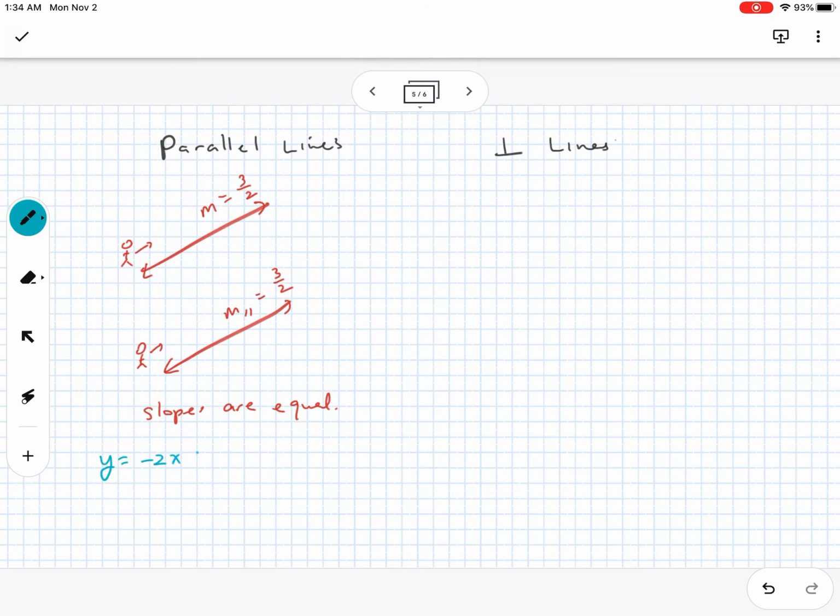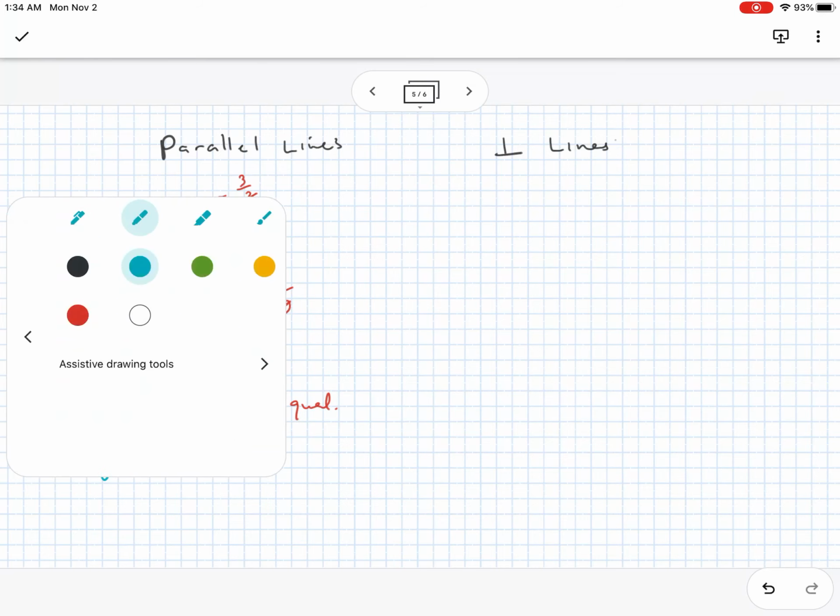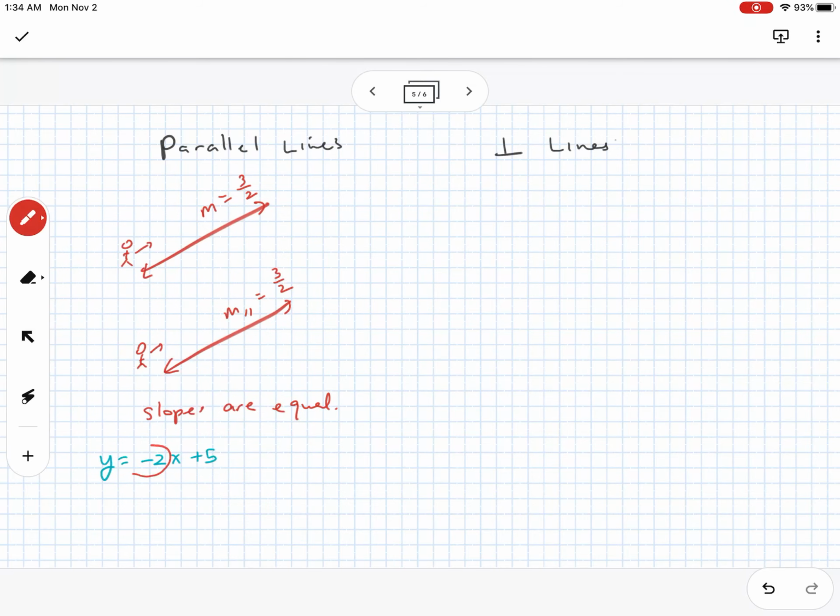This is really helpful for us when we see equations like y equals -2x plus 5, and we can recognize here that the slope is -2. So any parallel line also has a slope of -2. Once you know one line's slope, you know the slope of all the parallel lines around it, okay?